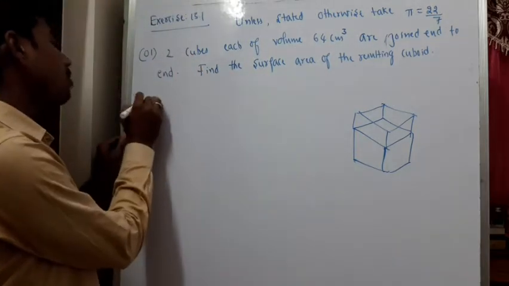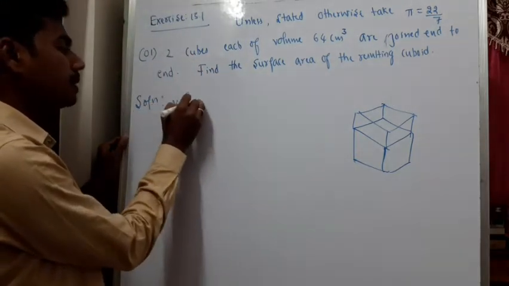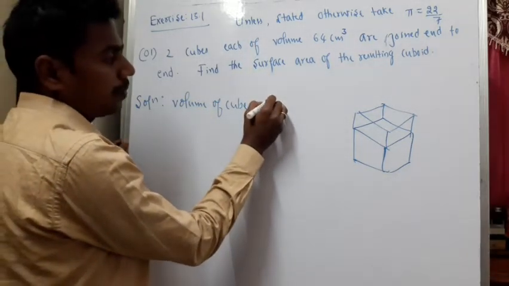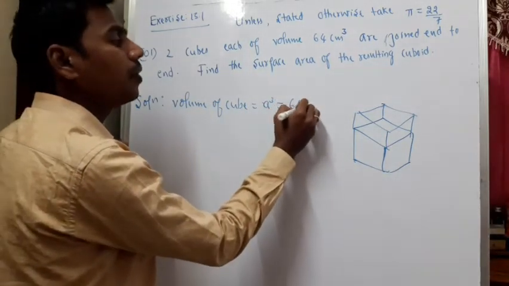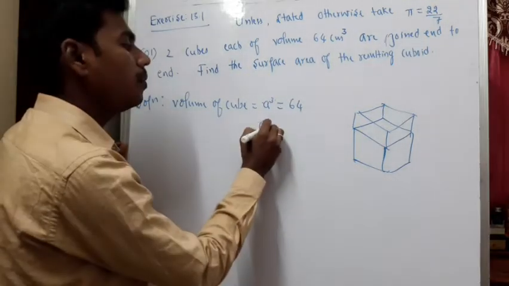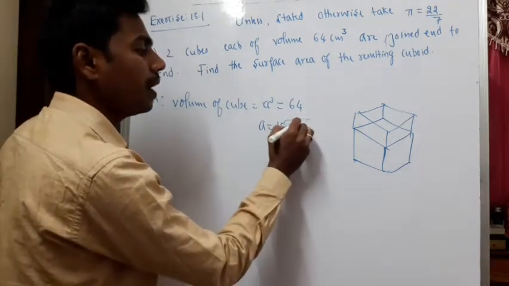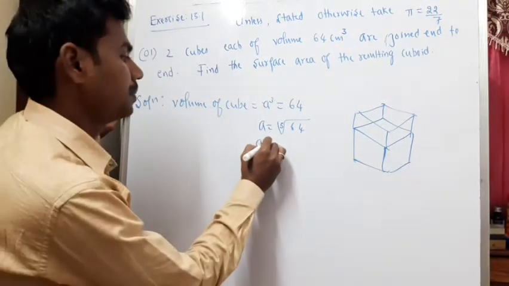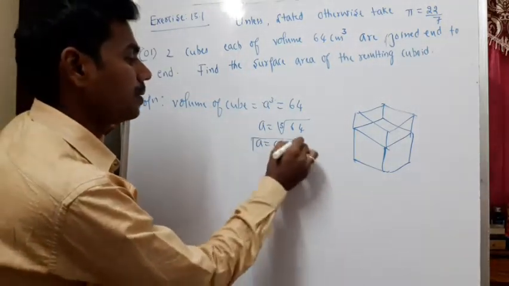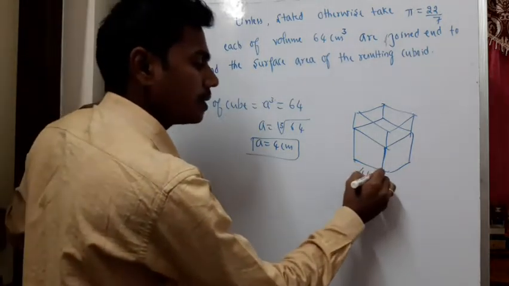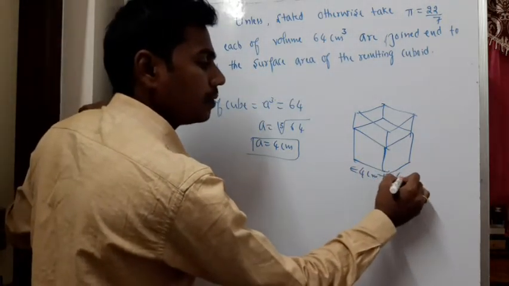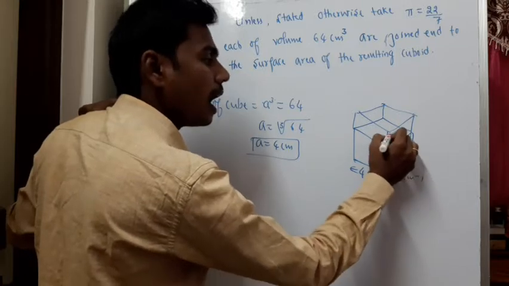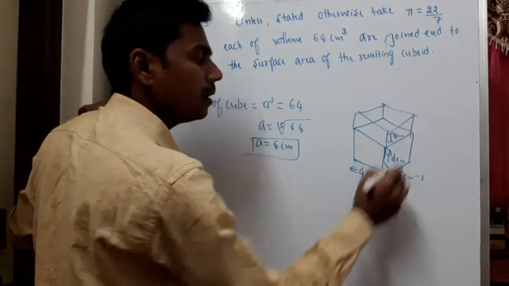They have given the volume of a cube. Volume of a cube is equal to a cube, which is equal to 64 centimeter cube. Then a will be equal to cube root of 64. What is the cube root of 64? 4 centimeter. So this will be 4 centimeter, this will be 4 centimeter, and this height will be 4 centimeter, as well as this height will be 4 centimeter.